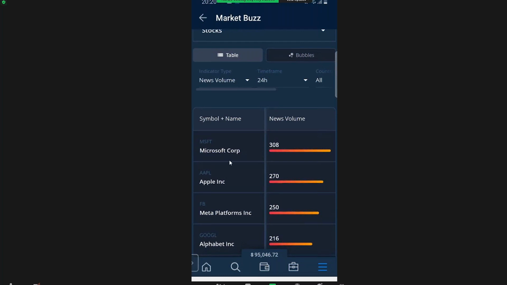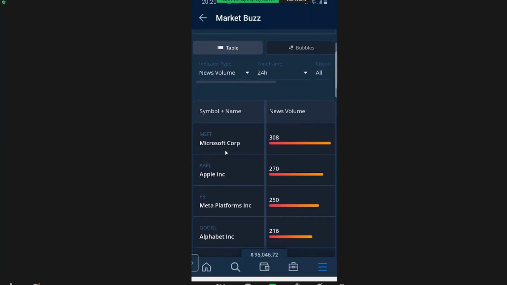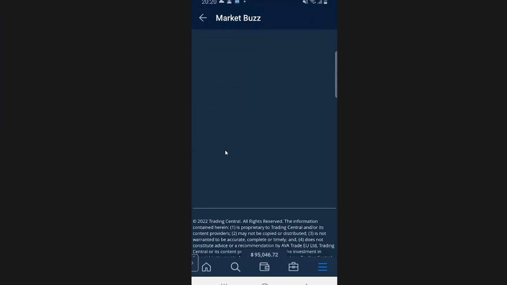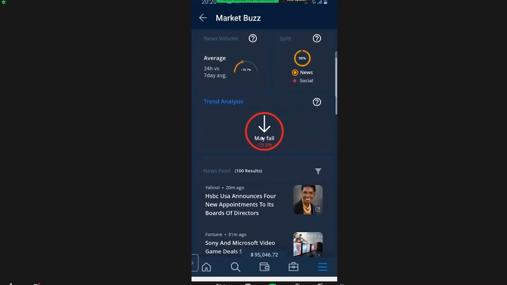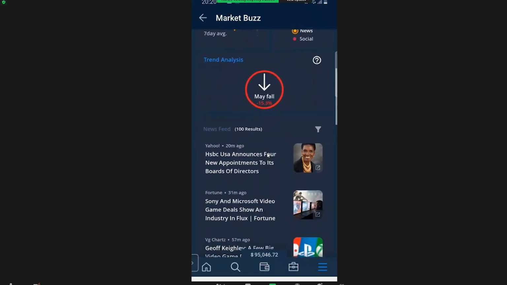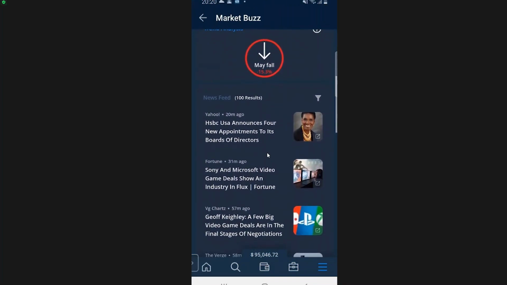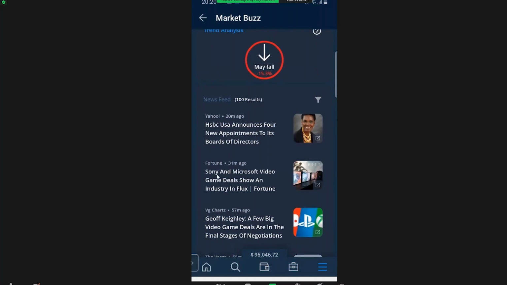So if you're interested in those, then you just tap on, let's say, Microsoft, and it brings up the most recent articles that are talking about Microsoft. In general, it shows it may fall 15.3%, and then articles that talk about Microsoft. This one just came out 31 minutes ago.